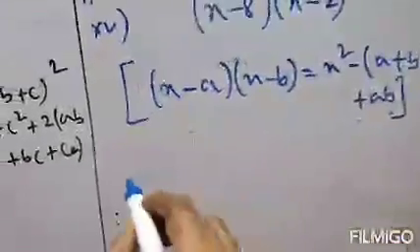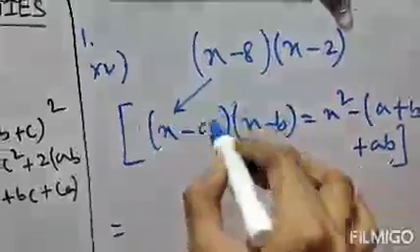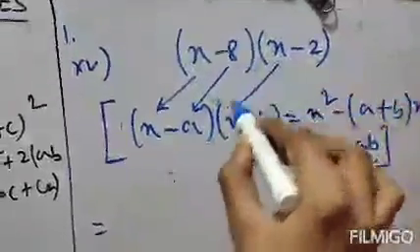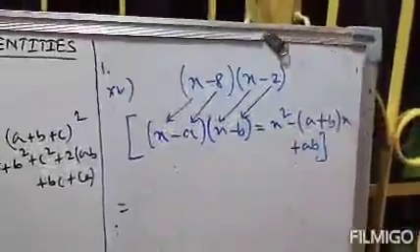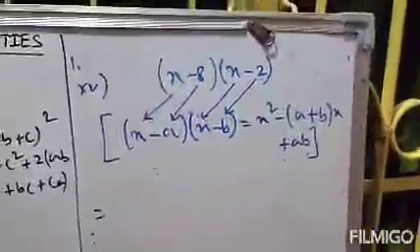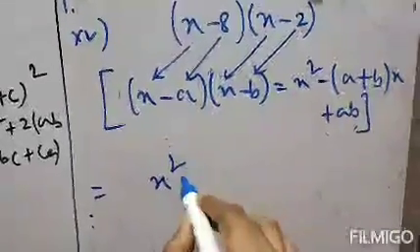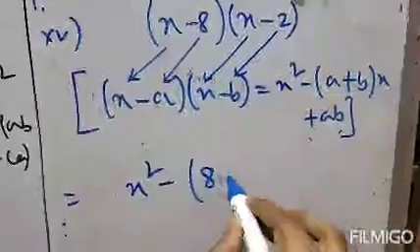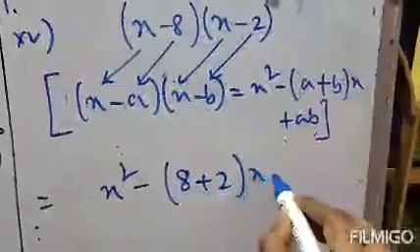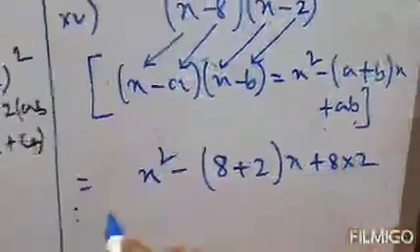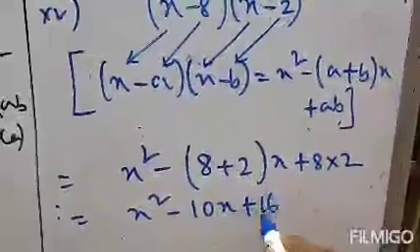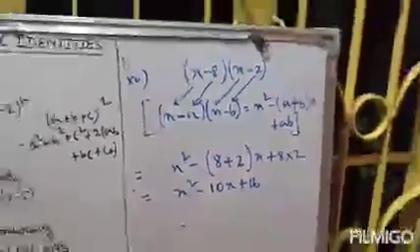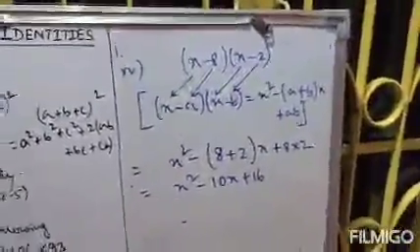Clear? So just put this. The value of x is x, value of a is 8, value of b is 2. So therefore the value of x here should be x only. Clear? So in place of x we will write x only. Minus a plus b. A is 8 and b is 2. x is x plus 8 into 2. Therefore x square minus 10x plus 16. This is your answer.